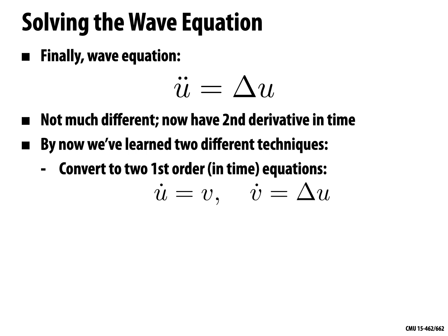So we can say the time derivative of u is equal to some new function v, and the time derivative of v is equal to the Laplacian of u. Okay? And from there, we can just go ahead and solve these equations as we normally would.